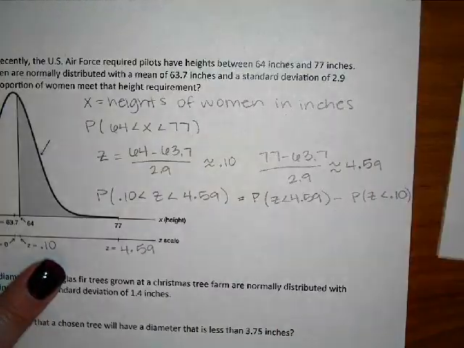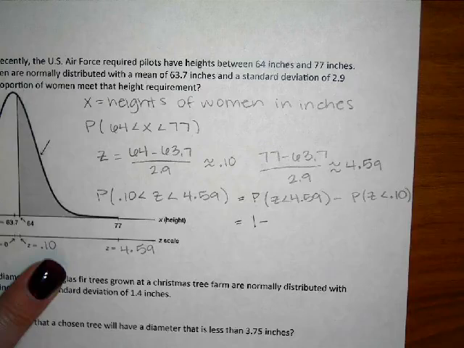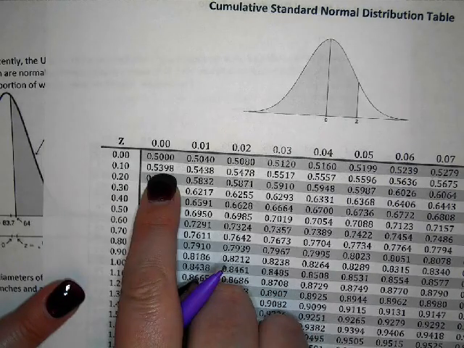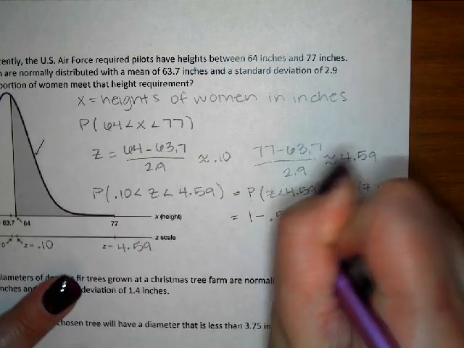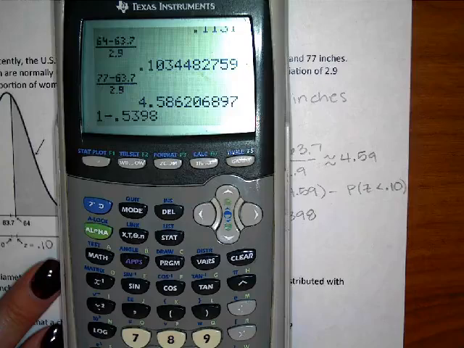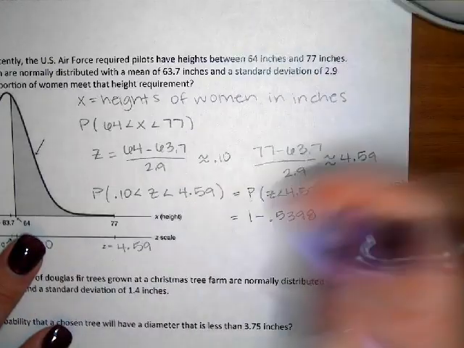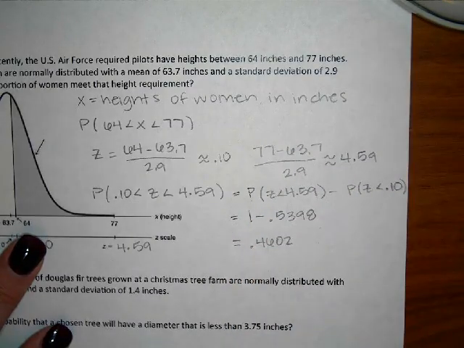So this is approximately 1, and then we have to do the probability that the z-score is less than 0.10, so 0.5398. So 1 minus 0.5398 is 0.4602. So what proportion of women meet that height requirement? 0.4602, or you could say 46.02% of women would meet that height requirement.